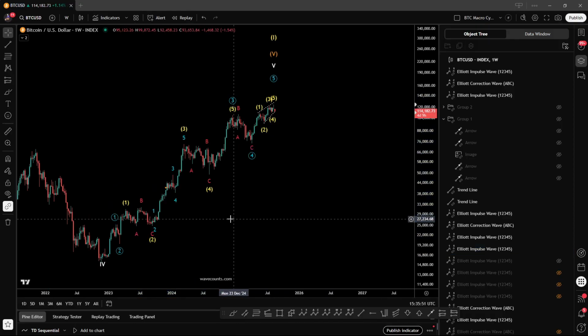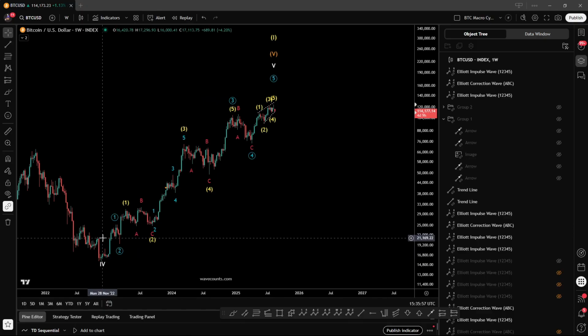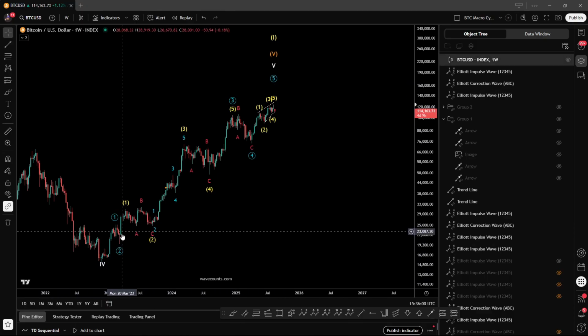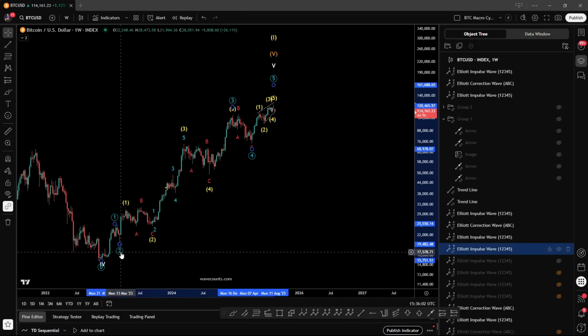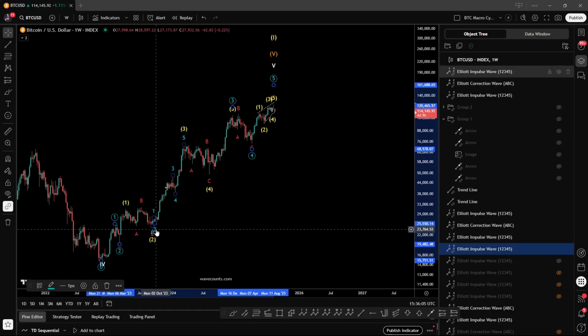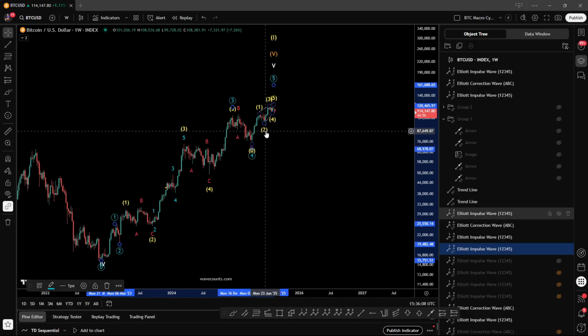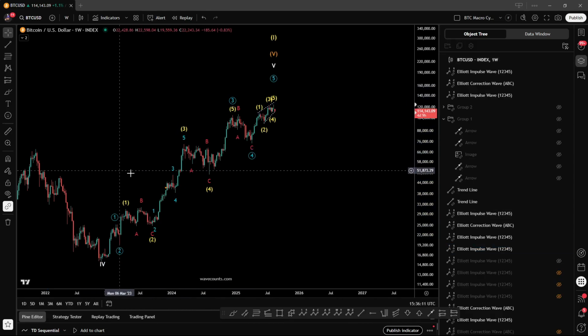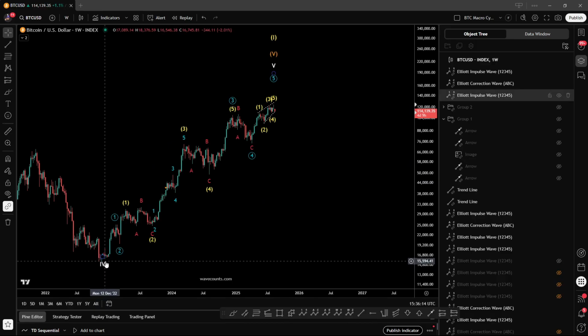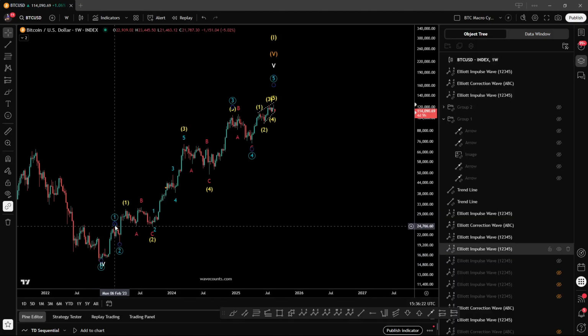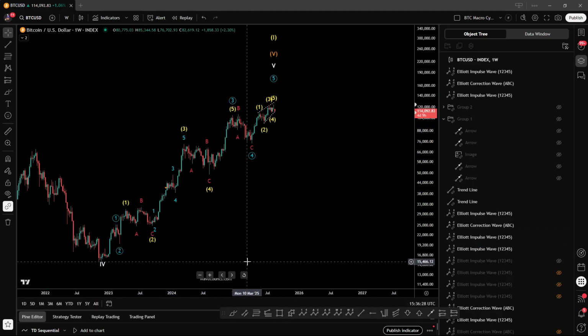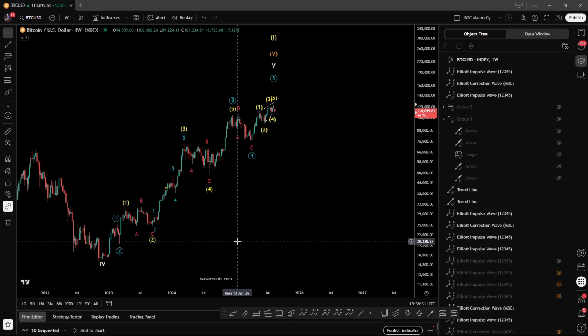So first thing we need to look at is, does it meet the rules? The first rule of an impulse, of any impulse, is that wave two, the second wave, so all of these twos, cannot break the low. They cannot retrace 100% of the first wave. And as you can see, this one does not, so on and so forth, all the way up. None of them retrace it fully. So that rule is satisfied.